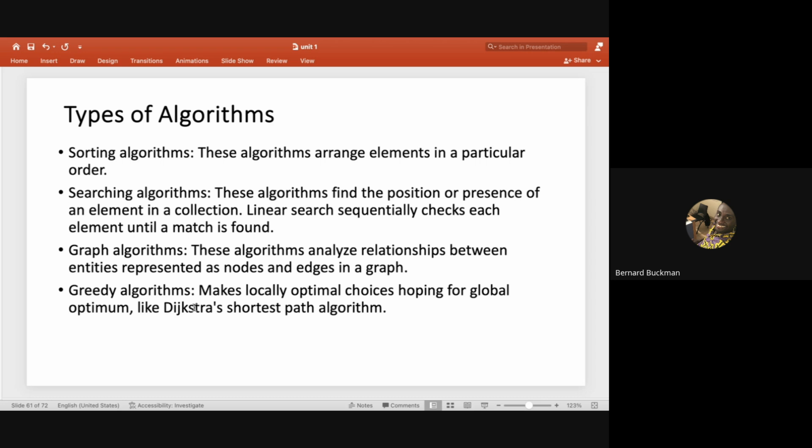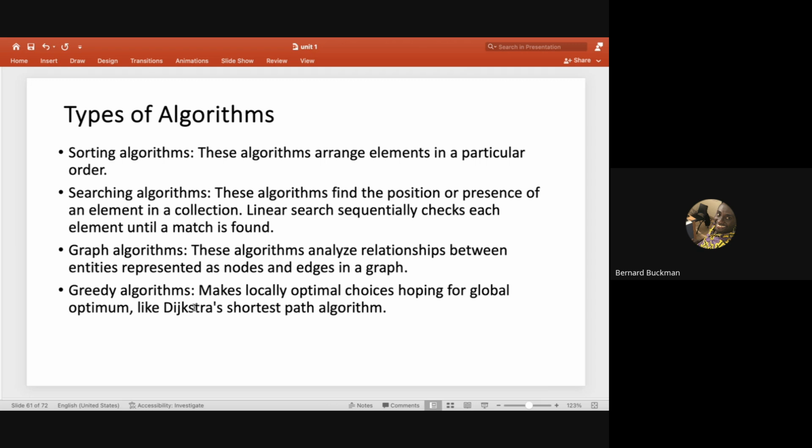We have a set of things, or a list of things, and when we are arranging them in a particular order, there are algorithms like that. We have sort algorithms like selection sort, merge sort, and quick sort. We have different kinds of sorting algorithms. We also have search algorithms, like linear search and binary search. They help us to do searching.